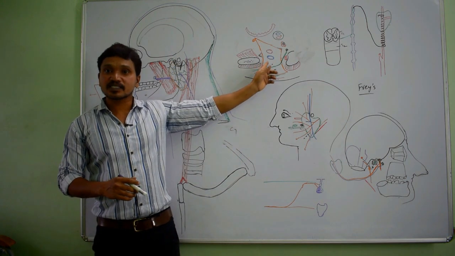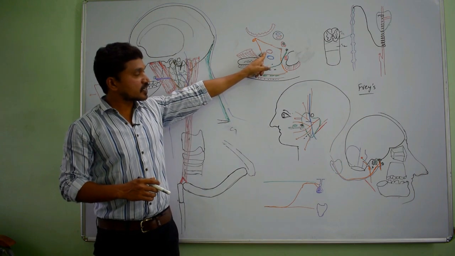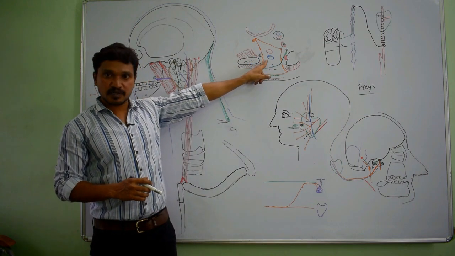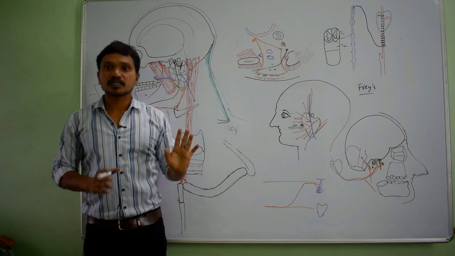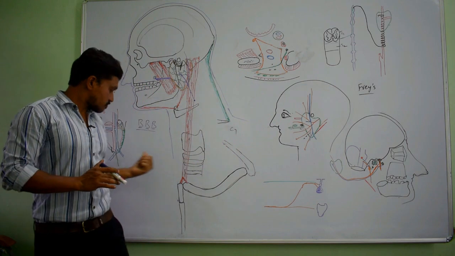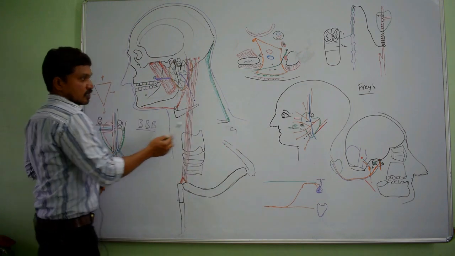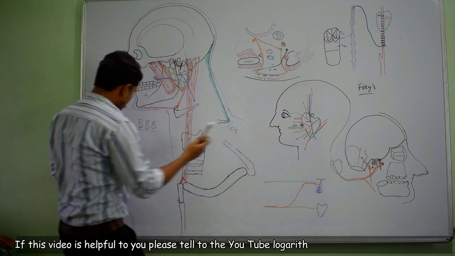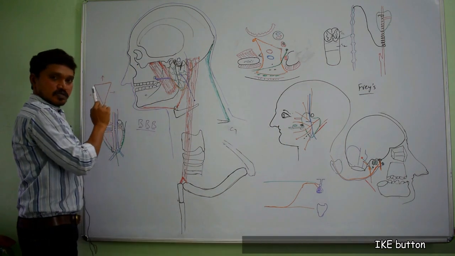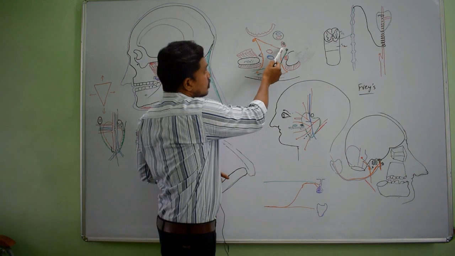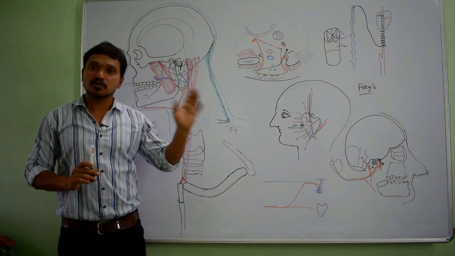Then what are the structures which are present within the substance of the gland? See here, external carotid artery, retromandibular vein, deep parotid group of lymph nodes, then facial nerve. These are the structures which are present within the substance of the gland. Then what are the processes? See here, accessory process, facial process, then carotid process, glenoid process, then pre-styloid process and the pterygoid process. These are the different processes.